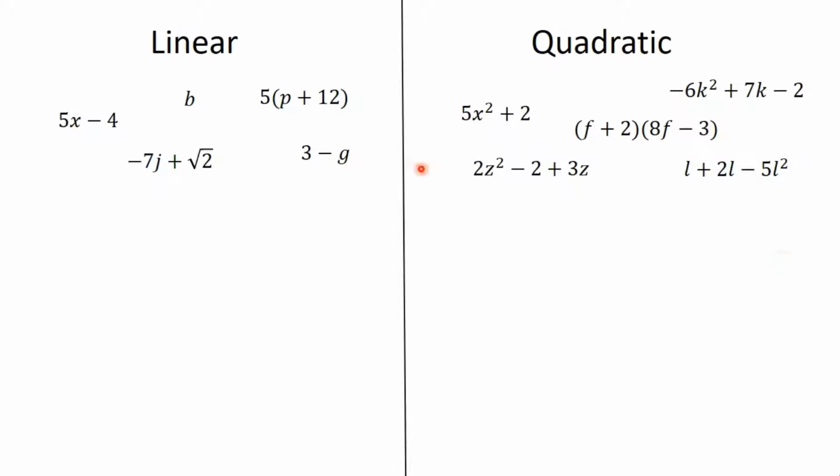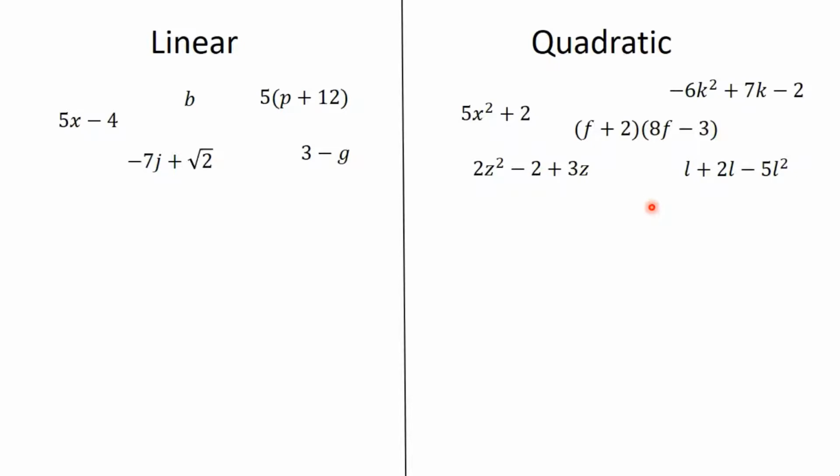Some other things to notice here is that when we're talking about expressions, we're not very fussy about which letter we use, because we know with algebra they can mean any letter. So when we're doing expressions, we do just use whichever letter we feel like. The order doesn't matter. So here we've got 3 minus g, even though normally we'd feel like writing that as minus g plus 3. But the order doesn't technically matter. And over here we've got 2z squared take away 2 plus 3z, whereas we'd normally expect the 3z to be in the middle. The order doesn't really matter.